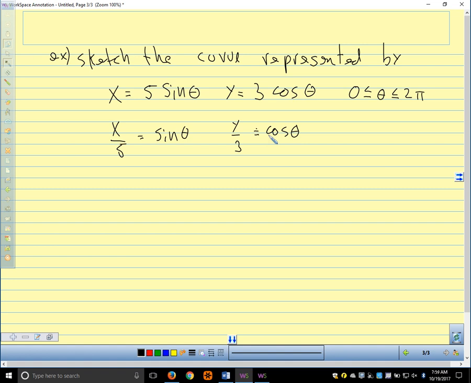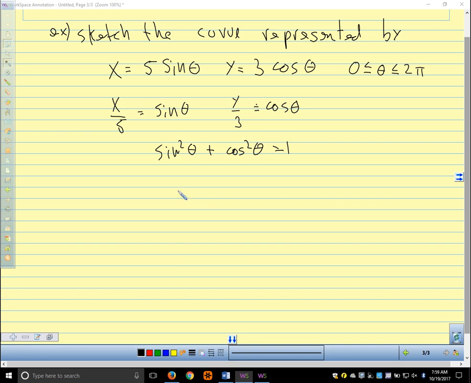What lovely relationship do we know between sine theta and cosine theta? Sine squared theta plus cosine squared theta equals 1. So that tells me that (x over 5) squared plus (y over 3) squared equals 1. And I'll write this maybe in a more familiar form.